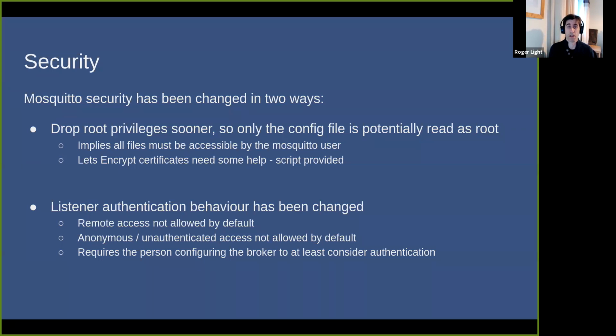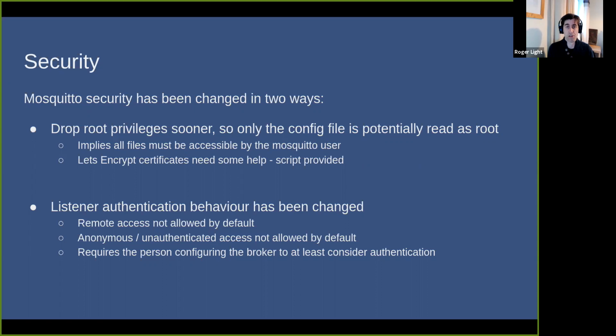Previously, the privileges would be dropped after things like the listeners were set up and just before the main loop was started. So this isn't quite so much a security upgrade as a means of ensuring that all of the files that we need access to on reload will remain accessible by the Mosquito user. It's kind of forcing the person using the broker to make sure all of these permissions are correct before they can get the broker running, rather than running into problems later on.